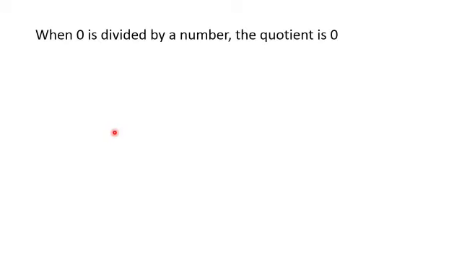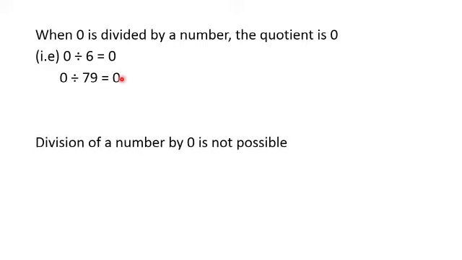When 0 is divided by a number, the quotient is 0. You know very well, students, when you divide 0 by any number, the answer will be 0. 0 divided by 6 is equal to 0. 0 divided by 79 equals 0. You can take any number, students. Remember, when 0 is divided by a number, then the quotient will be 0. Let's see the next one.